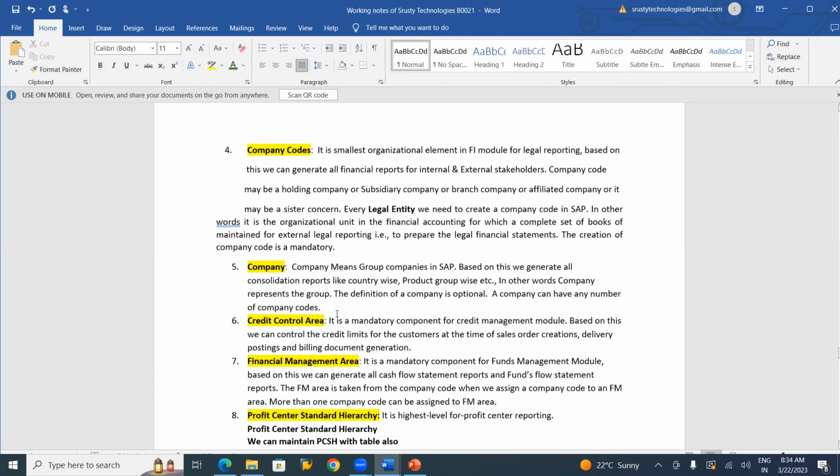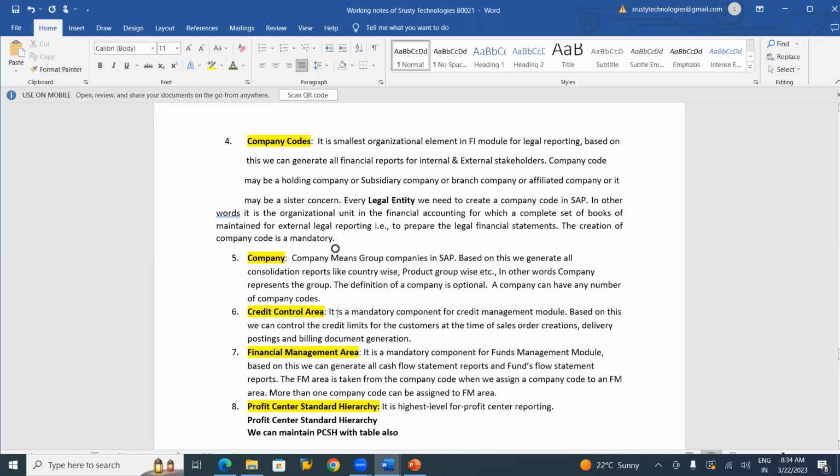Last but not least today, a company. Company means group of companies. Within the bracket, you can write as a corporate office. Company means group of companies. Within the bracket, corporate office. In SAP.